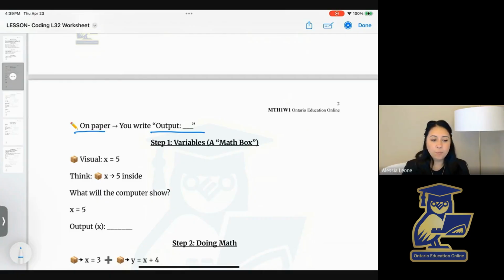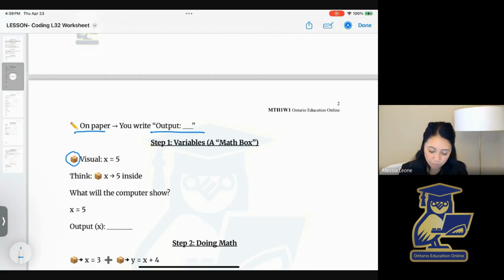So for step one here, we're just going to be talking about variables. If you think way back to when we talked about variables, X and Y, what are they? In code, when we think about variables, we're going to picture these little boxes. So this box is our visual here. And we're going to picture in this box, X is going to be in the box. And if X is 5, 5 is in the box.